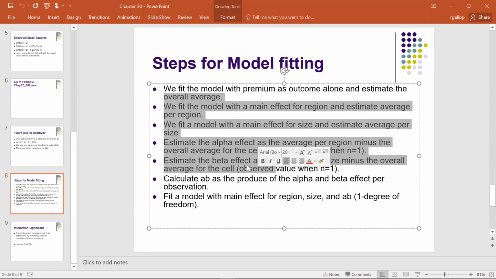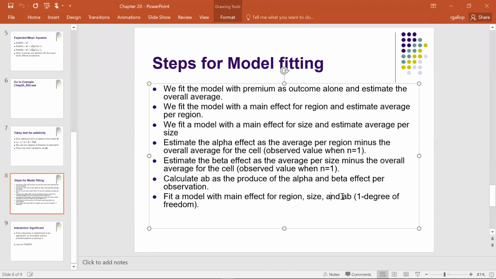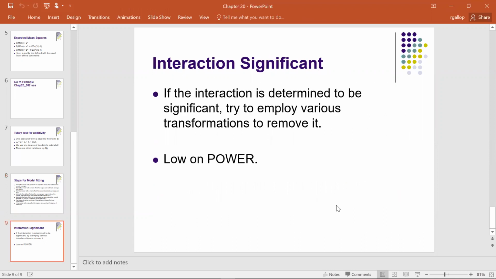And then we calculate the A-B interaction of these continuous quantities, and then fit the model with the main effects region, size, and this 1 degree of freedom term. And that doesn't burn or use up all of the degrees of freedom. The big thing is, if the interaction is determined to be significant, try to employ various transformations or remove it. That's what the book's saying.